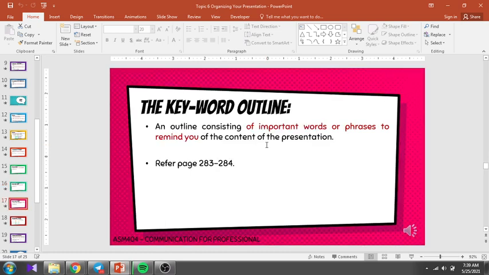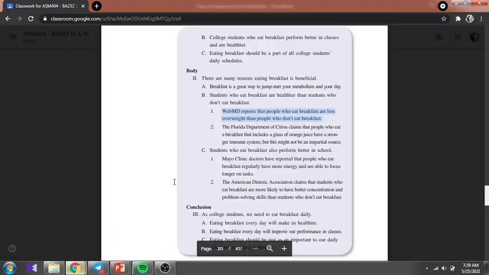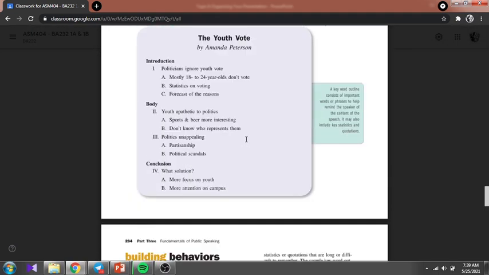Okay, the keyword outline. Okay, outlining consisting of important words or phrases to remind you of the content of the presentation. This is what keeps you on track actually. This is the most practical one. 283, 284. Okay.